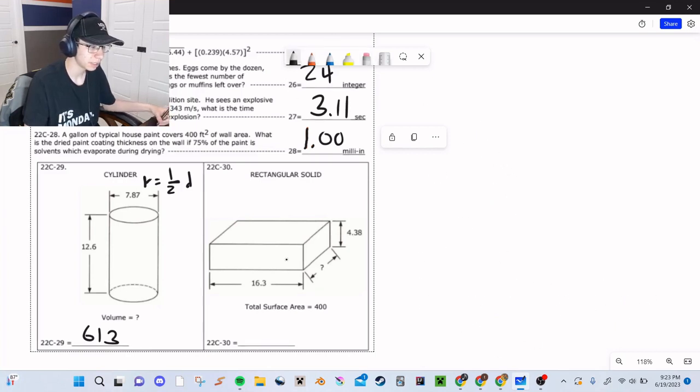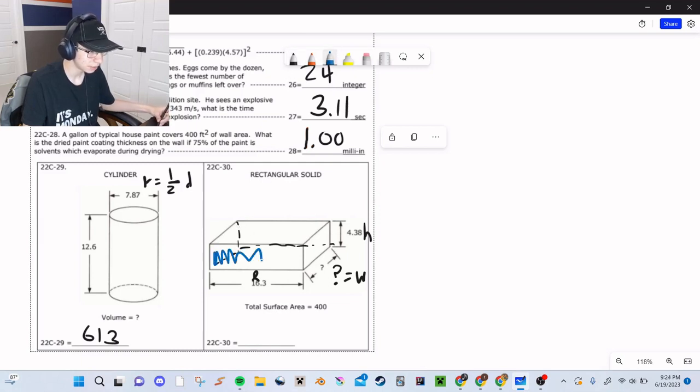And number 30, I know what the total surface area of this rectangular solid is. I have two of the lengths. I have the length and the height, but I don't know what the width is. So the surface area, let's think about what that's going to be equal to. I'm going to have two surfaces, like if I kind of draw these lines right here to show the other side.